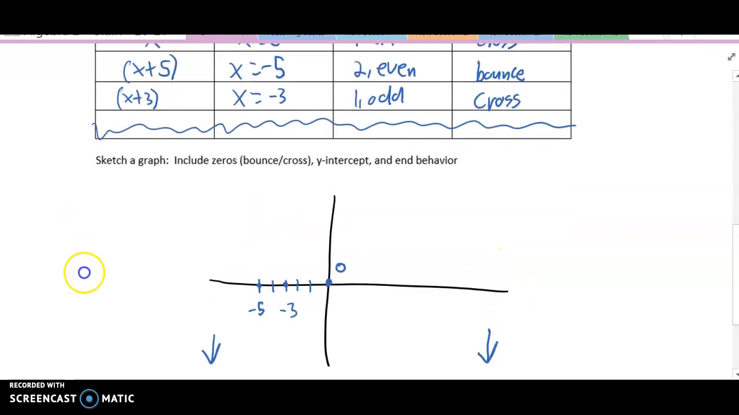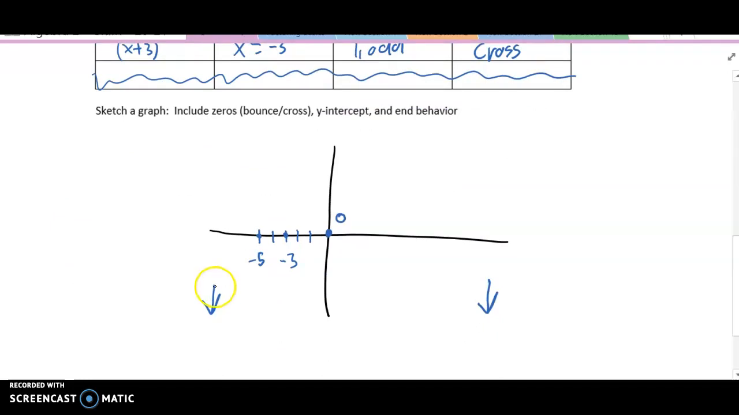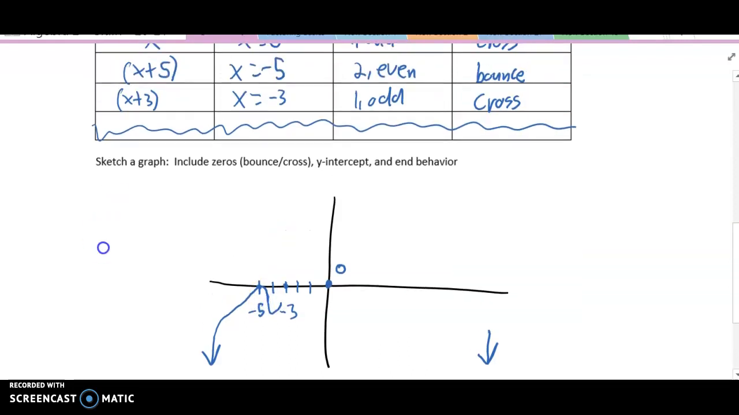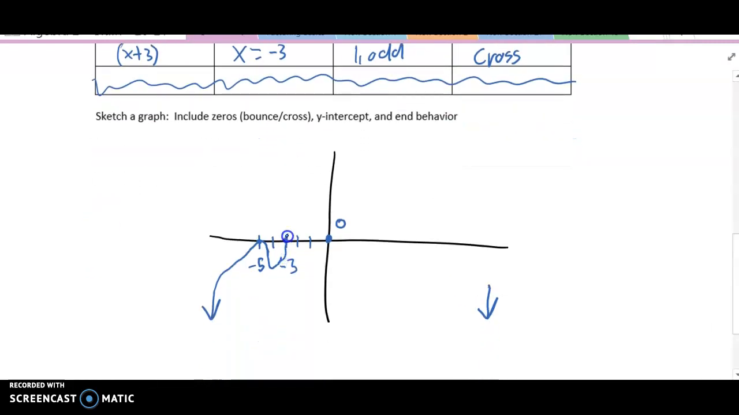Okay, so at -5, I need to bounce off. So I go up towards -5, I bounce off, and now I'm going back down. I know I need to hit -3 next. The only way is to turn back around and come up. And -3 is a cross through.